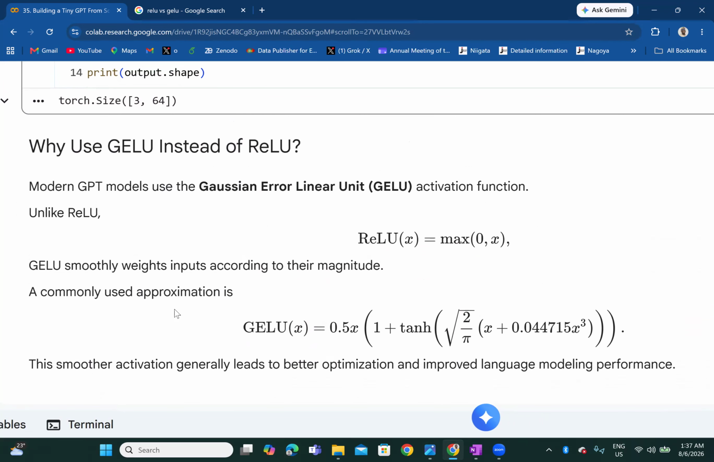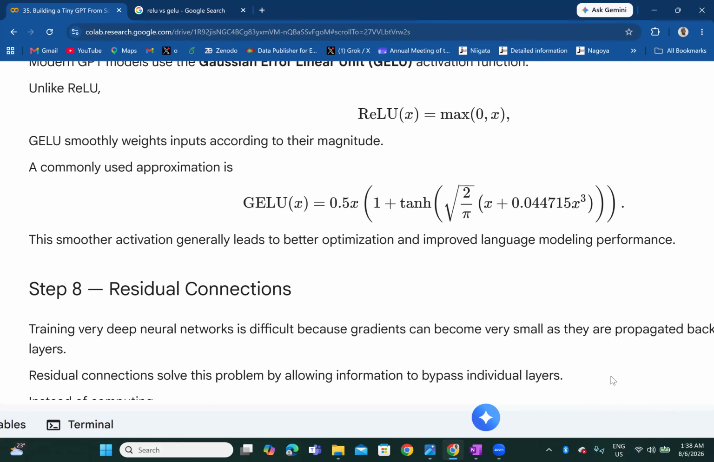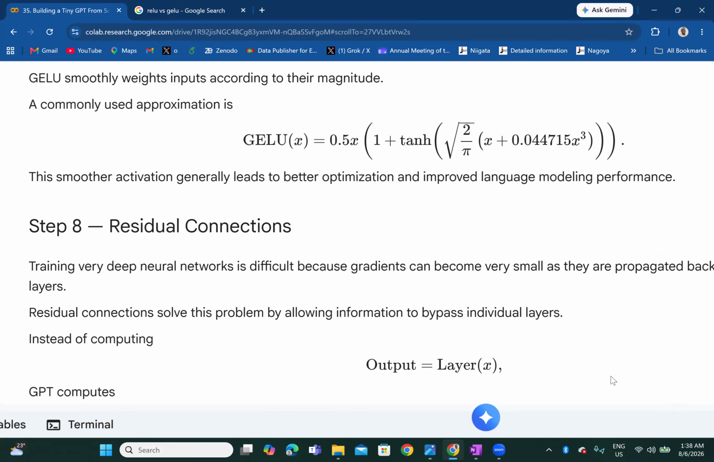A commonly used approximation for GELU of x is 0.5x times 1 plus tanh. Tanh is a kind of saturation function, not like the proper sigmoid function we've been seeing. So tanh of square root of 2 over pi times x plus 0.044715 x cubed. X here is the input, like we know. This smooth activation generally leads to better optimization and improved language modeling performance. So now we see Gaussian error linear units being so useful.